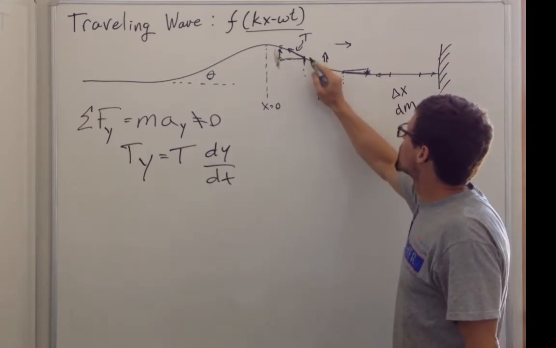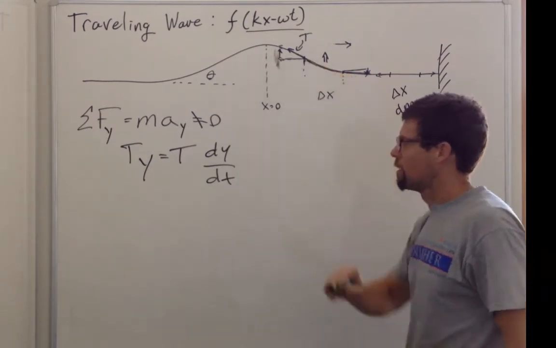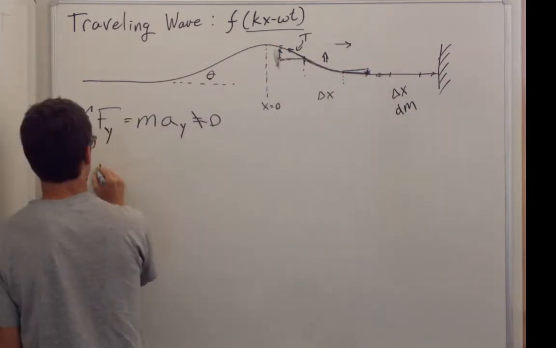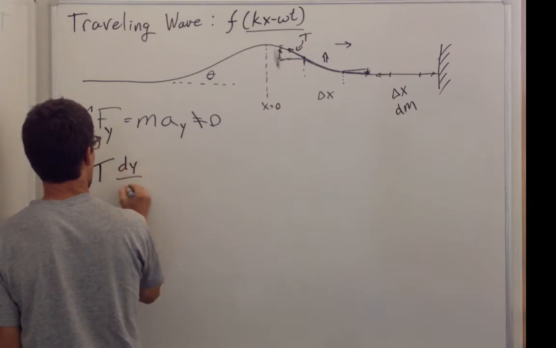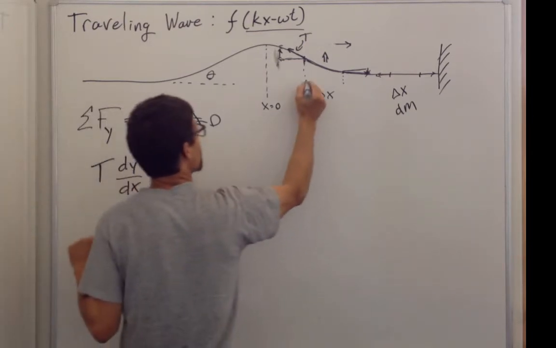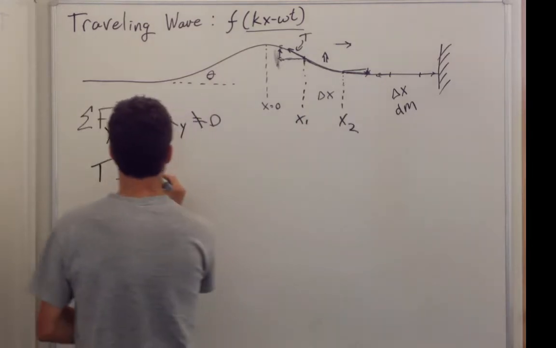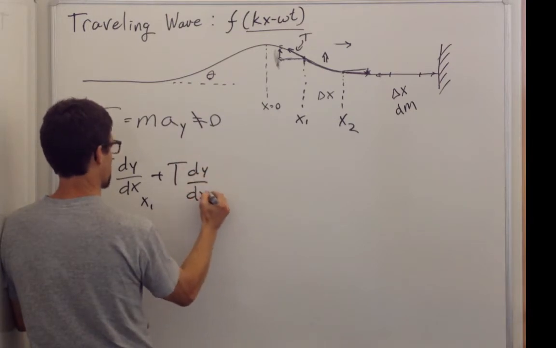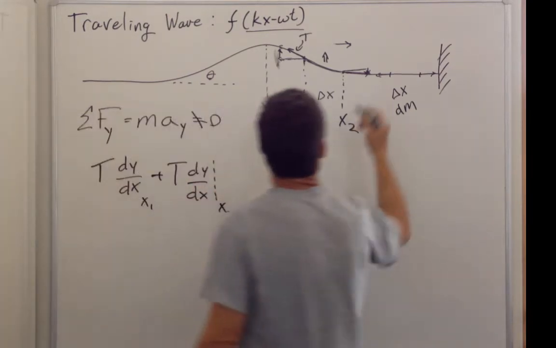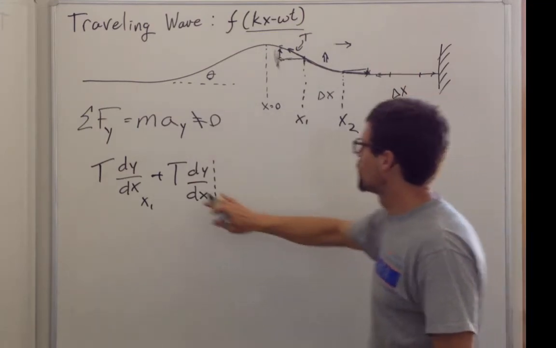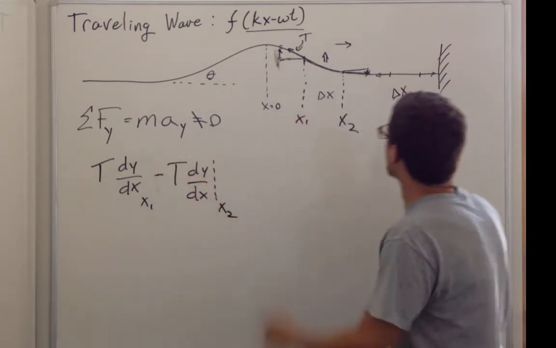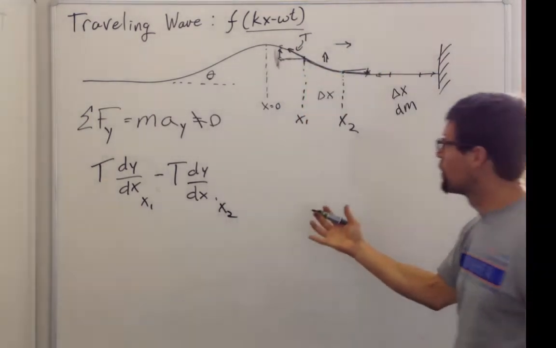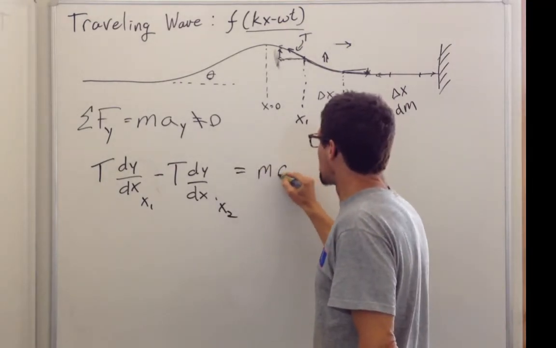And so the sum of the forces acting on this chunk of string is just this vertical component minus that vertical component, or tension times dy/dx at x equals x1, plus the force on the other side, which is tension times dy/dx at x equals x2. Now this is in the opposite direction, so this would wind up being a minus, because this tension is pulling this way and this tension is pulling this way. So that's the sum of the forces. That must equal mass times acceleration.